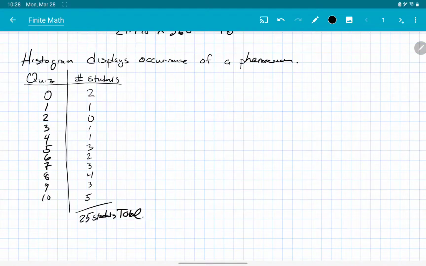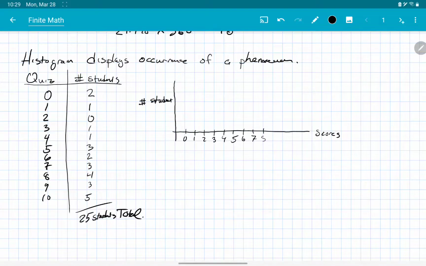So what the histogram is going to do is it's going to have the test scores at the bottom and the number of students as the vertical axis. So test score of 0, 1, 2, 3, 4, 5, 6, 7, 8, 9, 10. And then number of students for 1, 2, 3, 4, and 5 is the most frequent number, so we'll only need those 5. And now we draw our picture.